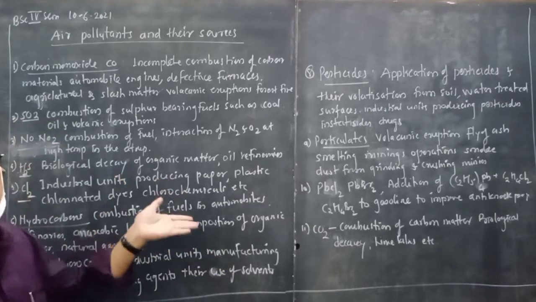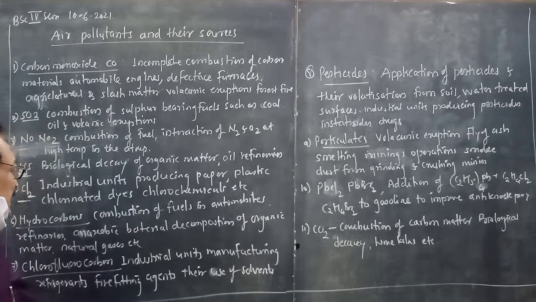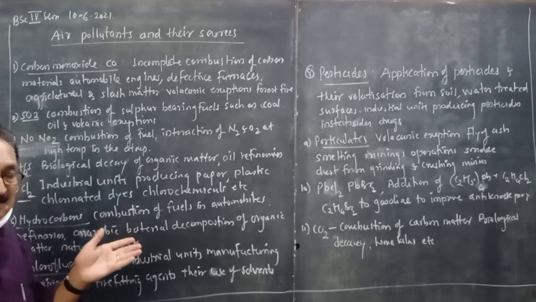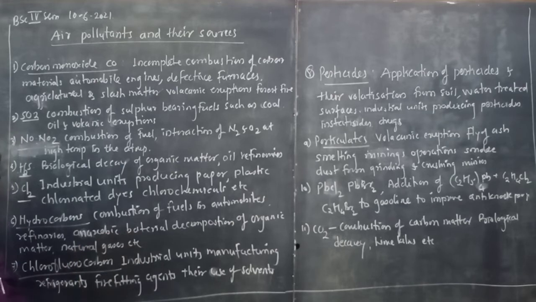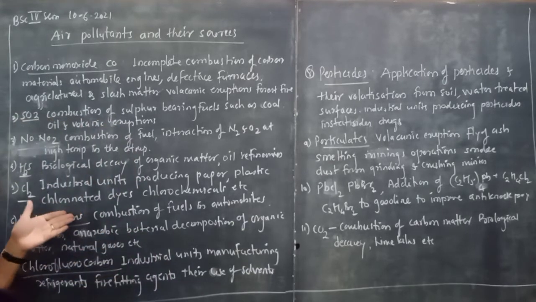We know there are a variety of industries. I have quoted here the paper industry, plastic industries, chlorinated dyes, different types of dyes, then chlorochemicals. Not only these, even in some cases chlorine gas is eliminated in industrial operations, and that chlorine also enters the atmosphere and is also one of the pollutants.